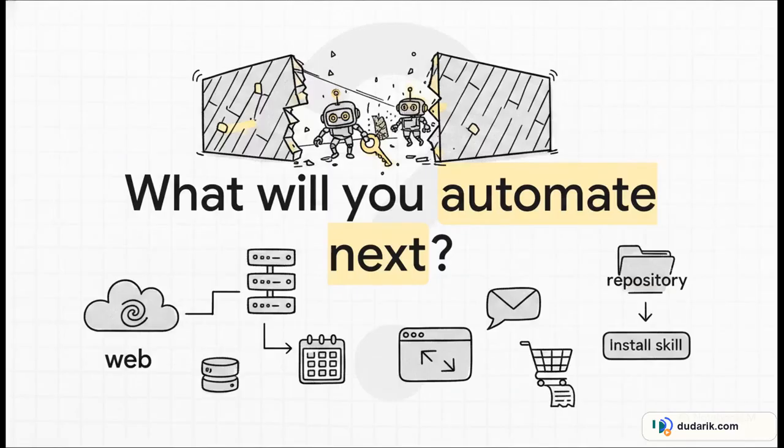The API key barrier that kept personal AI agents stuck in a sandbox has essentially been tunneled straight through. Your agent can now see what you see and interact where you interact. So the only question left for us to ask is, now that your AI has a backstage pass to the entire web, what impossible workflow are you going to automate first? Dive into the repository, install the skill, and let's find out.